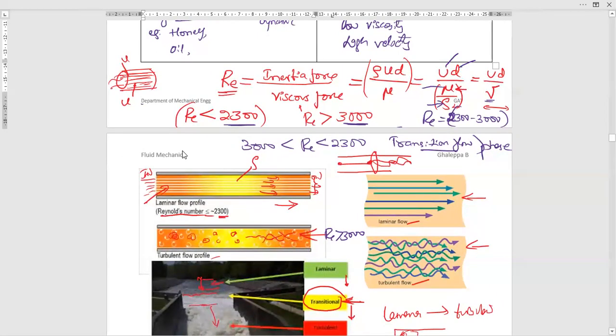and we'll derive an expression for the continuity equation and some other topics of fluid mechanics.